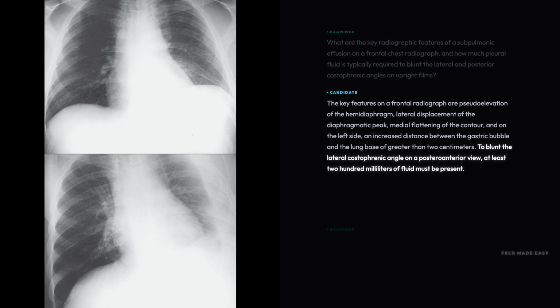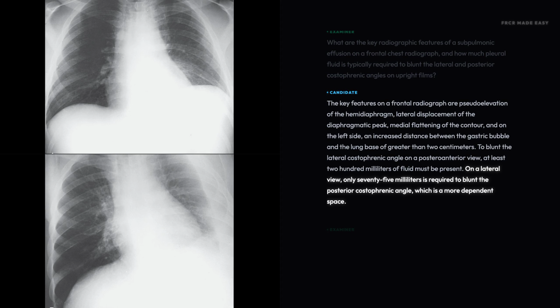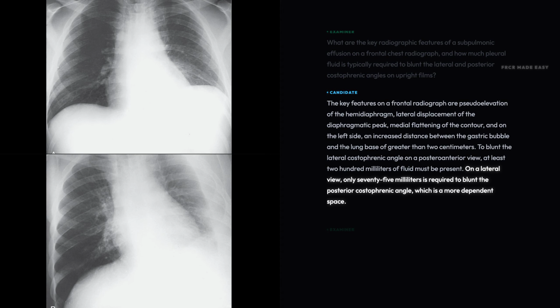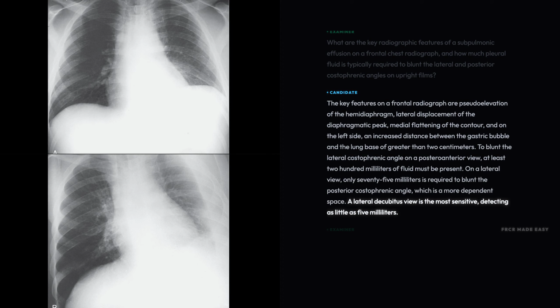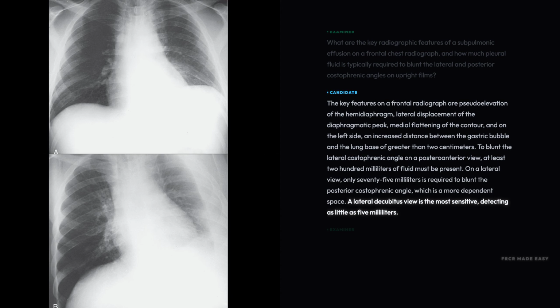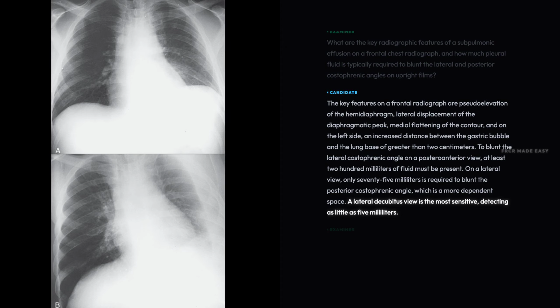greater than 2 centimeters. To blunt the lateral costophrenic angle on a posteroanterior view, at least 200 milliliters of fluid must be present. On a lateral view, only 75 milliliters is required to blunt the posterior costophrenic angle, which is a more dependent space. A lateral decubitus view is the most sensitive, detecting as little as 5 milliliters.